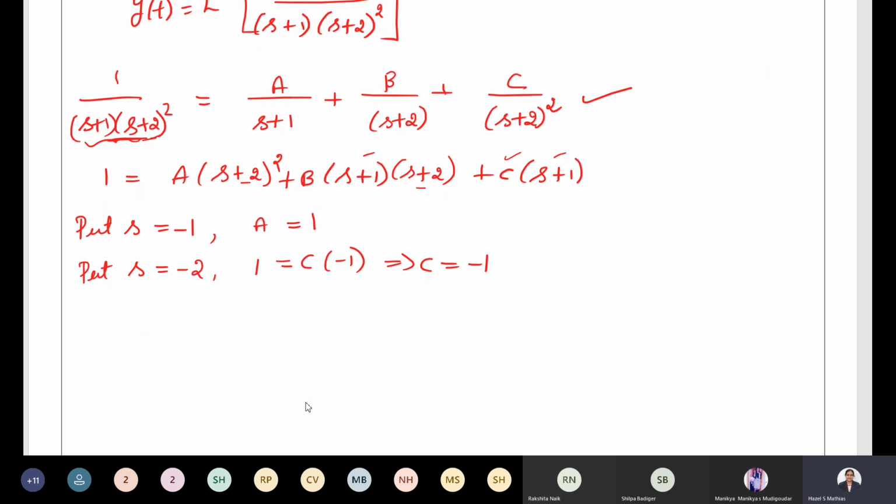Are you all able to follow? S equal to minus 2, this term will be 0, this term also will be 0. Here minus 2 plus 1 will be minus 1. So the value of c will be minus 1. Is it clear, everybody?